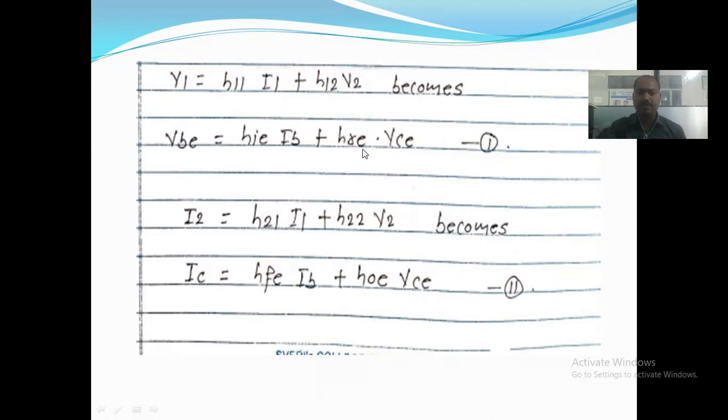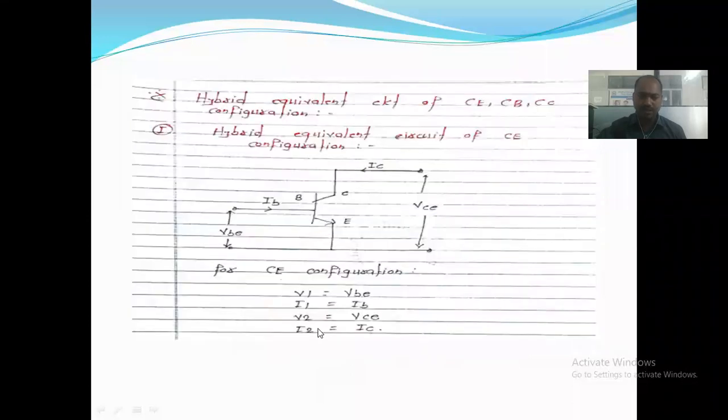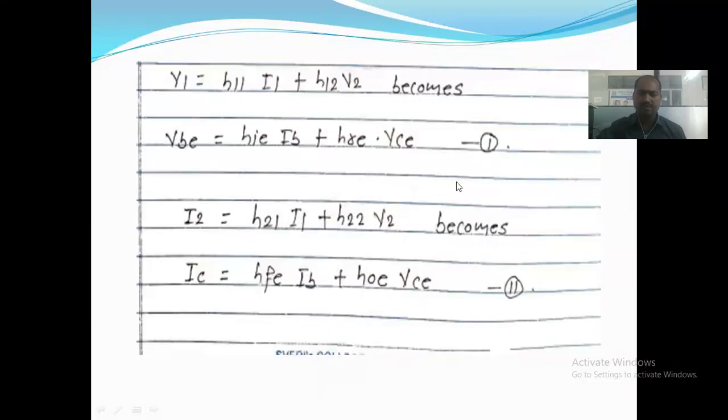That's why it has to be written as HRE, right? V2 indicates VC, so we have to write it as VC. This is the thing with respect to the input voltage. Now another equation for the dependent variable, that is I2. I2 is equal to H21 I1 plus H22 V2, right?